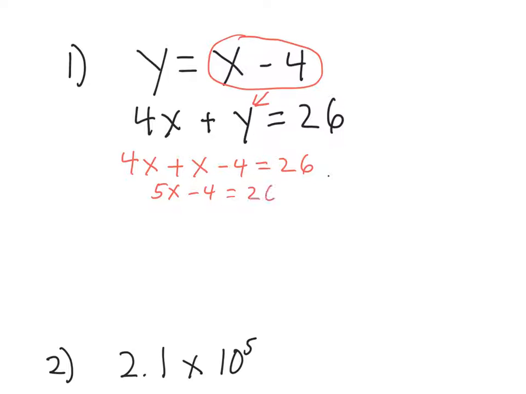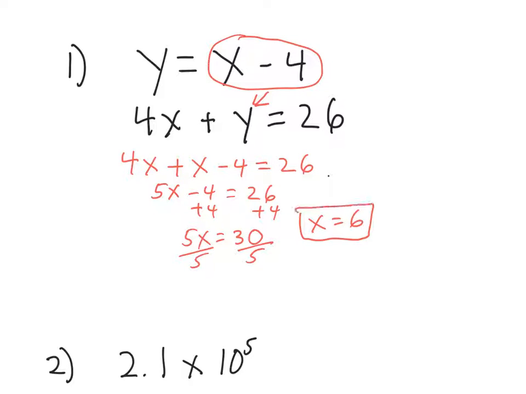And then we'll add 4 to both sides. We'll get 5x is equal to 30. Divide by 5, and we'll get x is equal to 6. So that's half the answer to this. We still need to get y. So I'm going to take the 6 and put it in this first equation for the x. And I'll get y is equal to 6 minus 4, so y is 2.